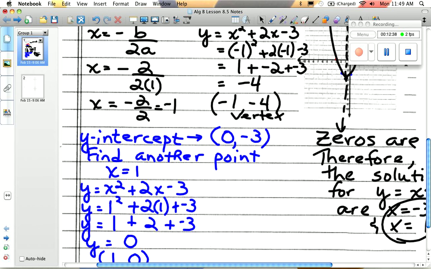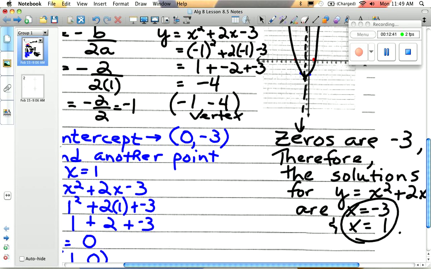So any questions on any part of this where you're unclear? Okay, then let's go to the back side.